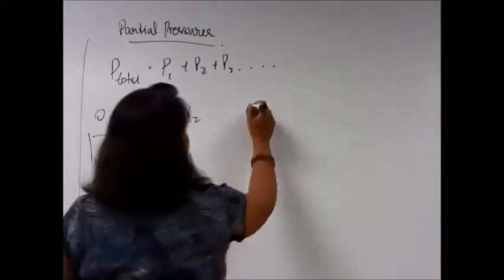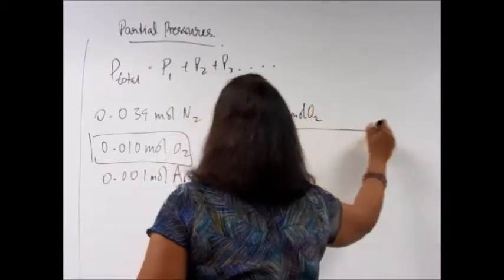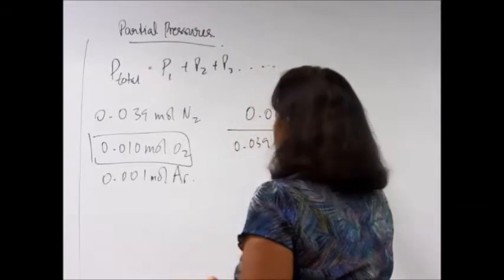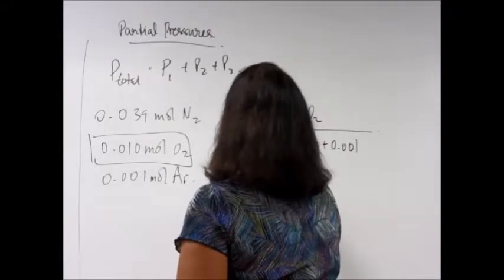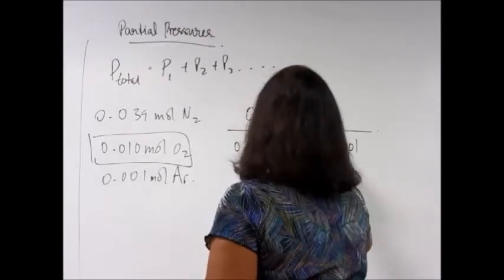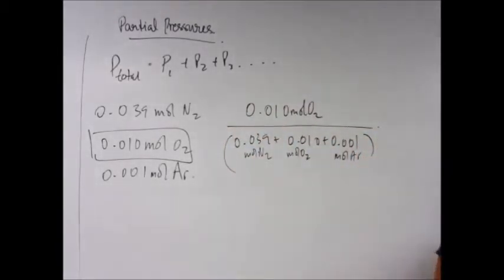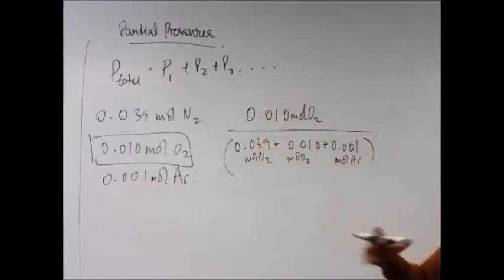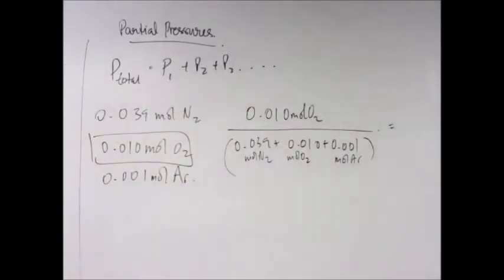To find that, you will need to do this: 0.010 moles of oxygen divided by 0.039 plus 0.010 plus 0.001, and that is moles of nitrogen, moles of oxygen, and moles of argon. So you'll have to add all 3 gases together, find how many moles of oxygen you have in there. So that's kind of finding what is called the mole fraction. Once you know the mole fraction, then we can go ahead and find the pressure.